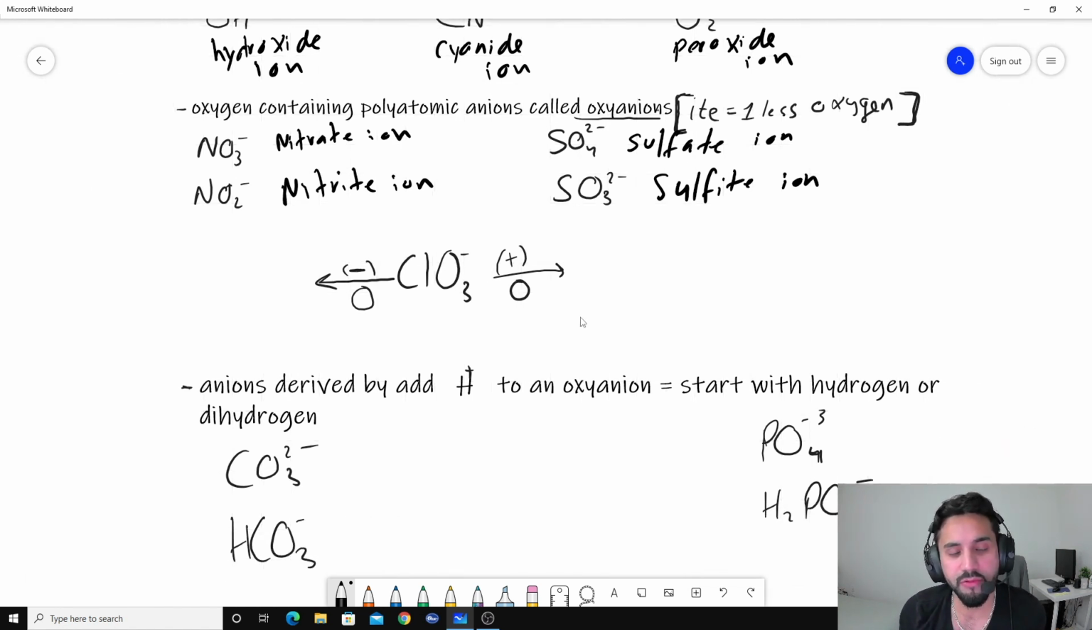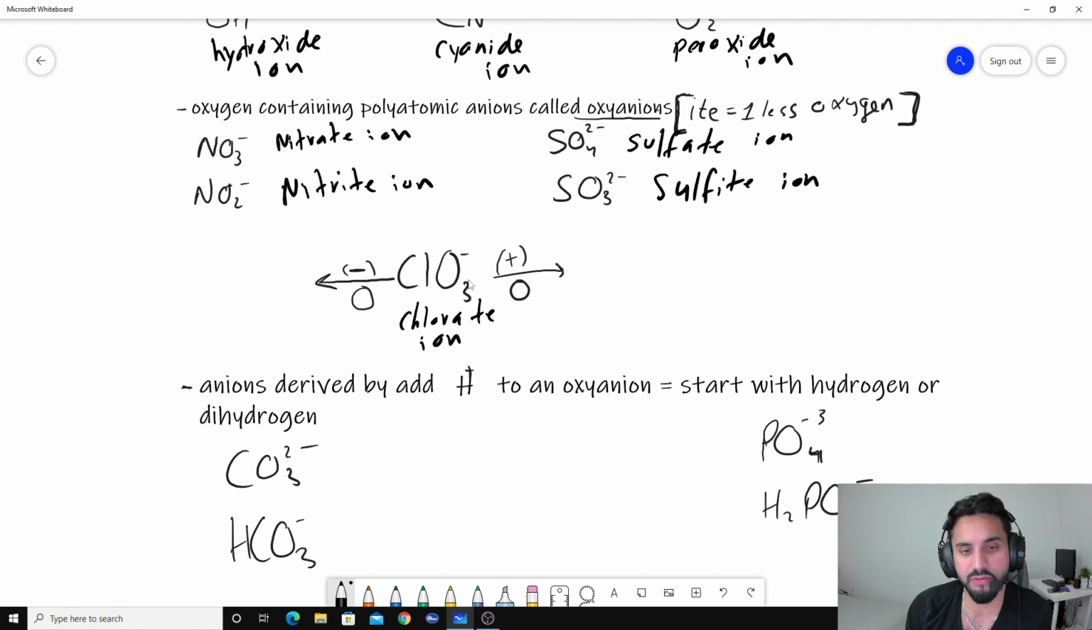Here's another example of chlorine with 3 oxygen ion. A common name for this one is chlorate. So chlorate ion. Chlorate ion.